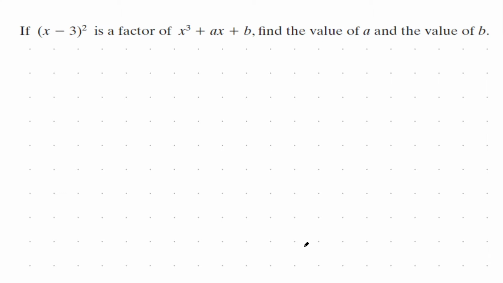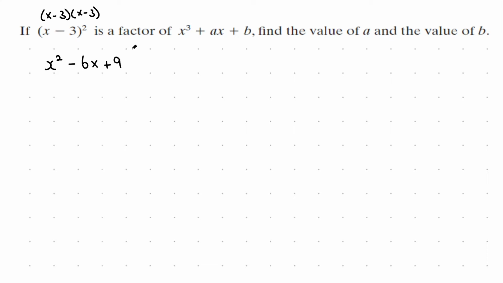The first thing I would do here, regardless of what method you use, whether it's division or the factor theorem, is square that out. And if I do square that out, I'm going to get x squared minus 6x plus 9. If you're not sure on that, go back to what squaring is. It's multiplying something by itself. So x minus 3 by x minus 3, and that you can multiply out hopefully at this stage in your maths journey. Here is our quadratic.